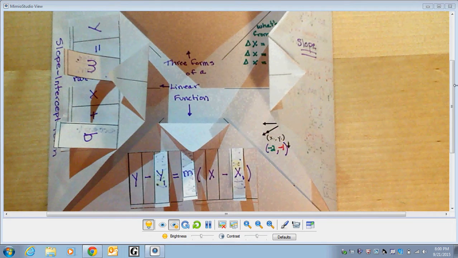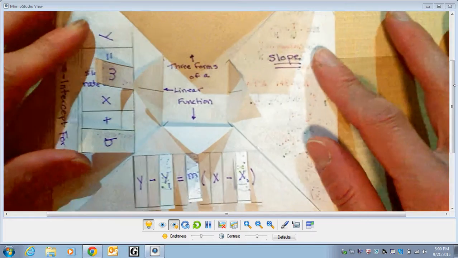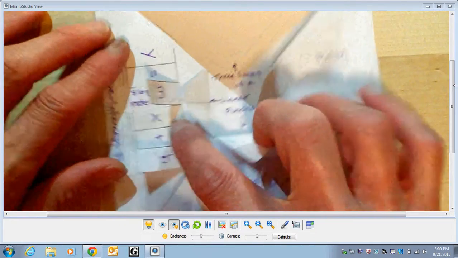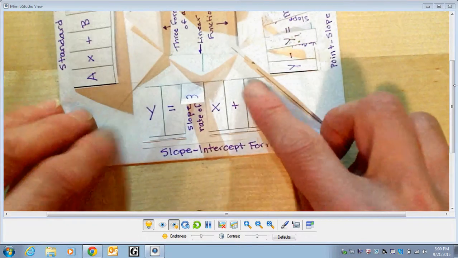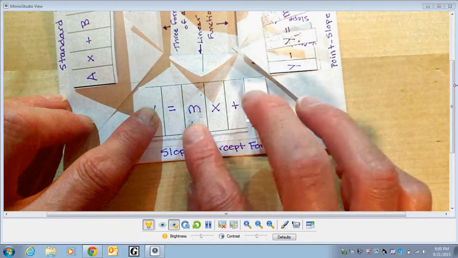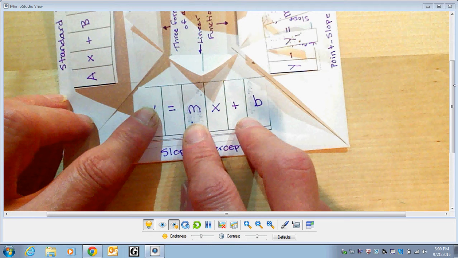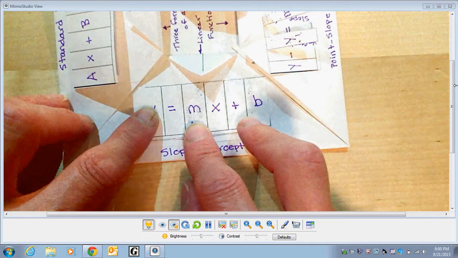Let's examine another form of a line in our foldable. We've already talked about slope, but let's go over to everyone's favorite, and we're going to turn this sideways to see it for a minute. We're going to talk about the slope-intercept form, which is y equals mx plus b. This is probably the easiest form of a line to get when you're going from a graph to an equation if you're given the slope and you're given the y-intercept.